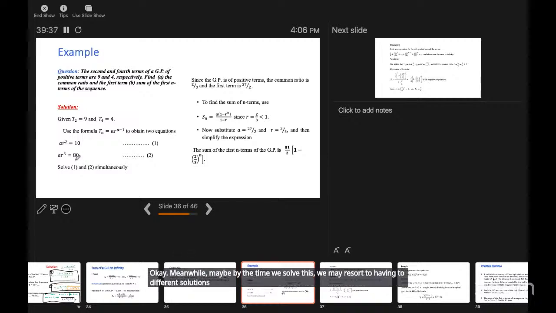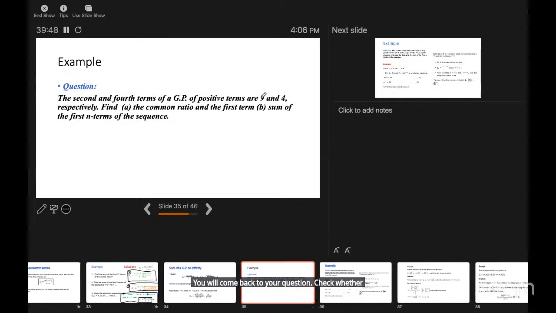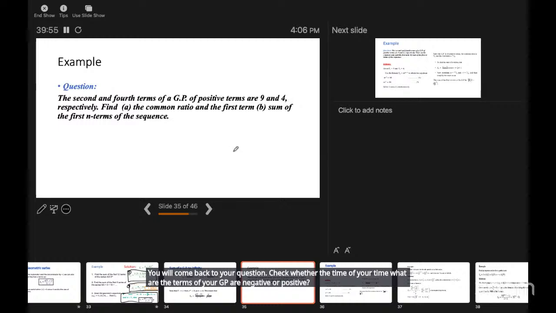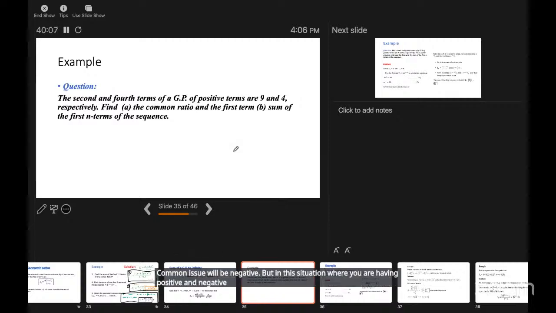Meanwhile, by the time we solve this, we may have two different solutions because you may have a quadratic equation here, and you are getting two common ratios. Maybe one is positive, one is negative. You come back to your question and check whether the terms of your GP are negative or positive. If the terms are positive, the common ratio will be positive. If every term is negative, the common ratio will be negative. But where you have positive and negative terms alternating, then the common ratio will be negative.